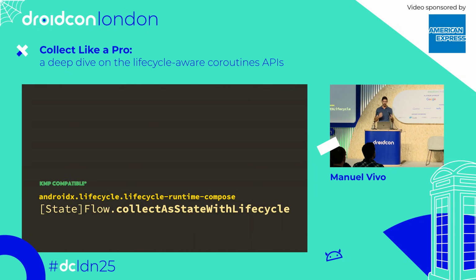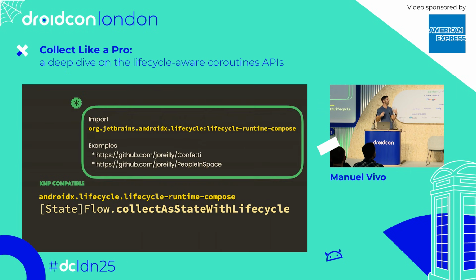So we mentioned that collectAsStateWithLifecycle is KMP compatible, but if you use a different import, and this is the wrapper that JetBrains has on top of the lifecycle APIs, and this is mostly because some of the Compose APIs and artifacts aren't still supported by KMP. So meanwhile, you could be using that artifact. You might need to import that dependency. And if you want to see some examples of this, you can check John O'Reilly's open source samples, for example, like Confetti or People in Space that is being used there.